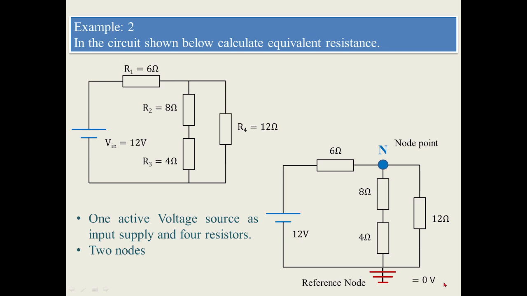For the initial stage, we are going to take the reference node value as 0. So the node point is at higher potential, the reference node point is at lower potential, and all the elements are connected between the node point and the reference node. As I told you, we can also identify the loops here. Loop 1 is shared between 12 volts, 6 ohms, 8 ohms and 4 ohms. Similarly, loop 2 is shared between 8 and 4, which are in series, parallel to 12 ohms. So this is another loop.